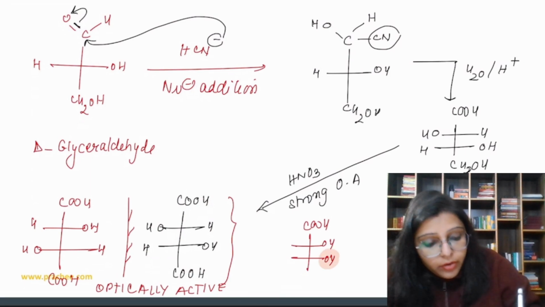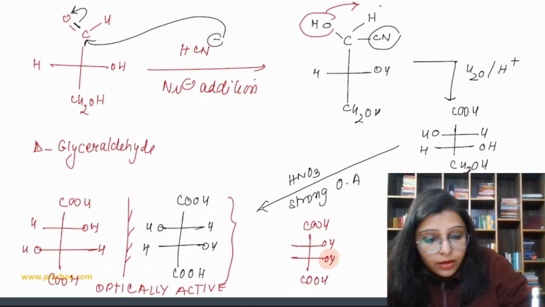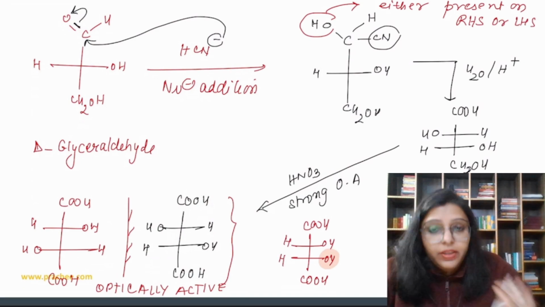This OH should be on the right hand side because we have the aldehyde. But above it, this OH can either be present on the right hand side or the left hand side. Is it clear? So it means we can have this.